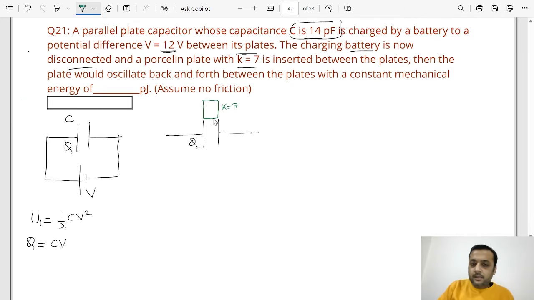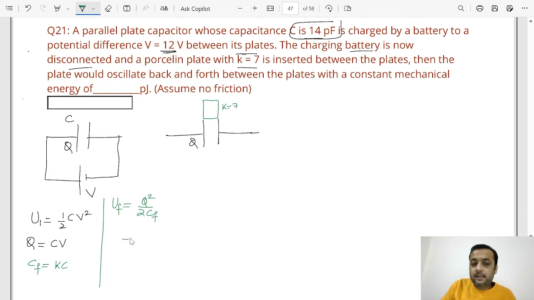Look, when the dielectric has been inserted completely, the final capacitance will become KC. Sorry, not C by K, my bad. Final capacitance will become KC because we know that capacitance increases K times. So what will be the final energy of the system? U final, using the formula Q square by 2C. Remember, Q was constant, so you will use Q square by 2C final.